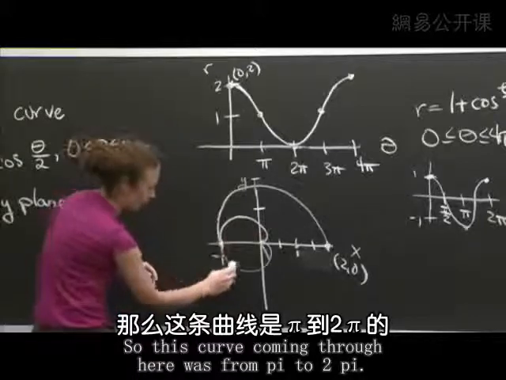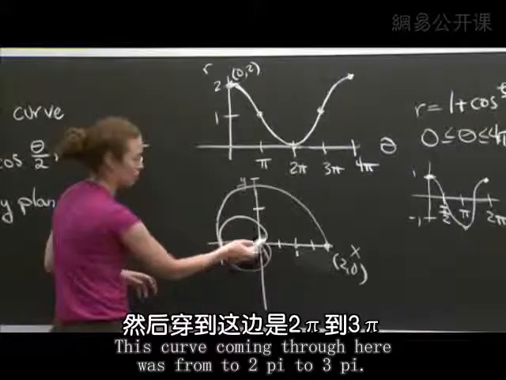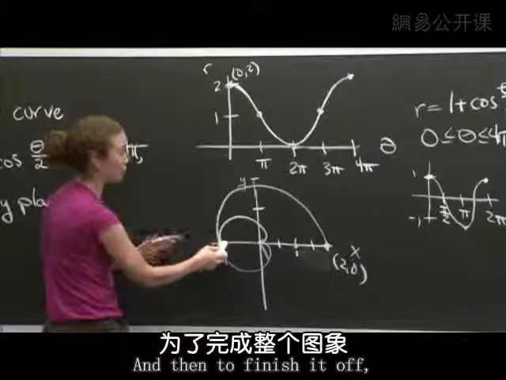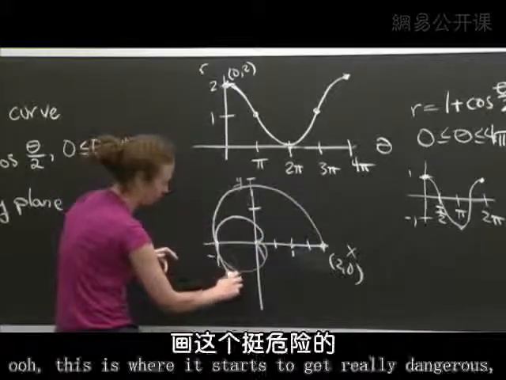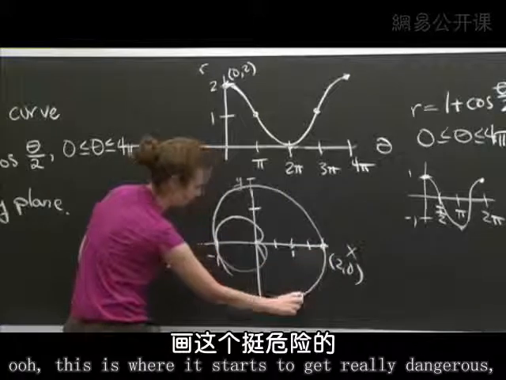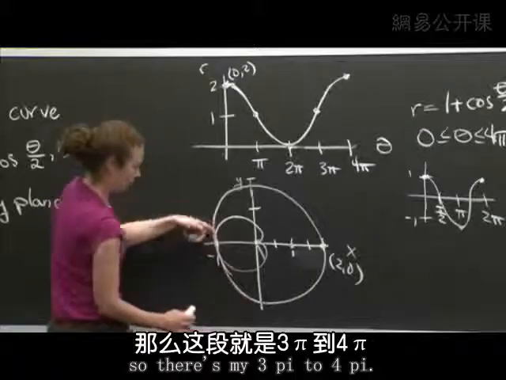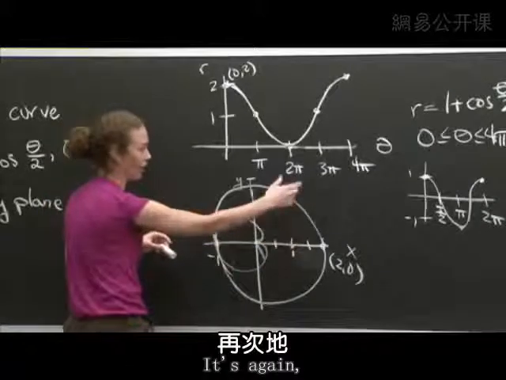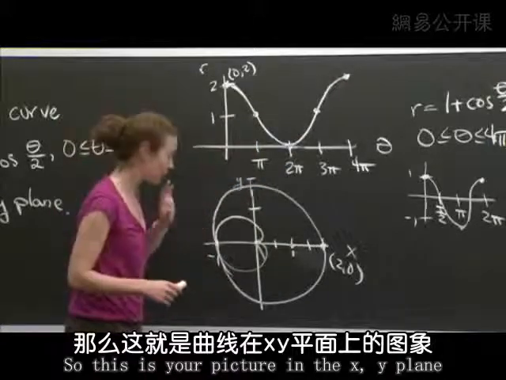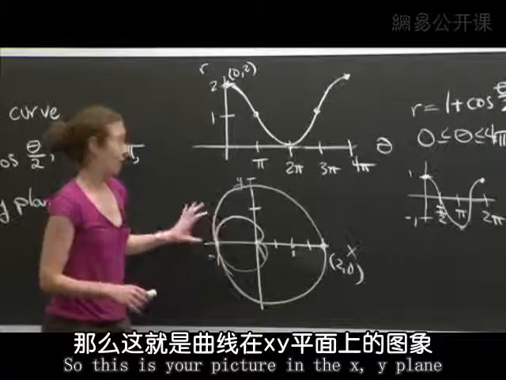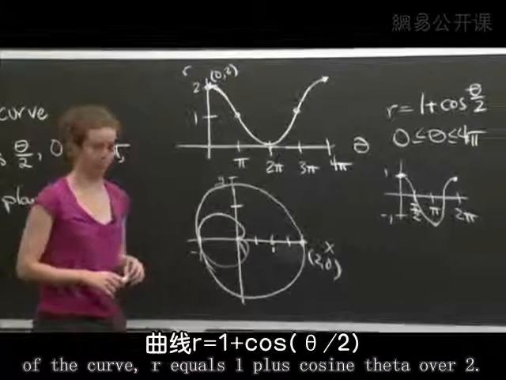So this curve coming through here was from pi to 2 pi. This curve coming through here was from 2 pi to 3 pi. And then to finish it off, 3 pi to 4 pi is going to look like this curve here. So I come through, ooh, this is where it starts to get really dangerous. But let's say that's pretty close. So there's my 3 pi to 4 pi. It's again the same growth the way it was decaying between 0 and pi. So this is your picture in the xy plane of the curve r equals 1 plus cosine theta over 2.